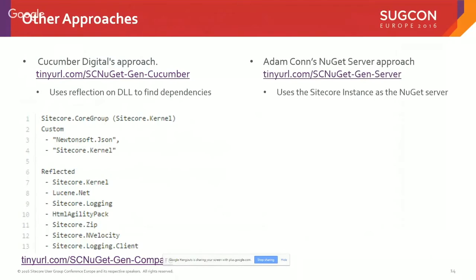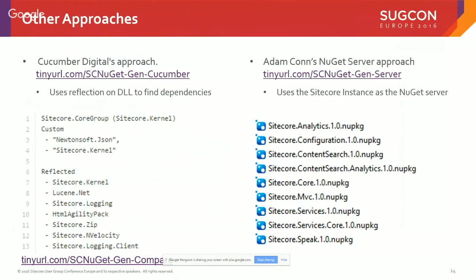Then there's Adam Con's approach, where essentially you set up your Sitecore site as the NuGet server itself. So on initialization, it creates the packages for you, and then you connect to it to pull in those packages. It's an interesting approach. Again, the definition of those packages is different. And again, we see that 1.0 versioning, which, is that going to be for Sitecore 8? Is it going to be Sitecore 7?